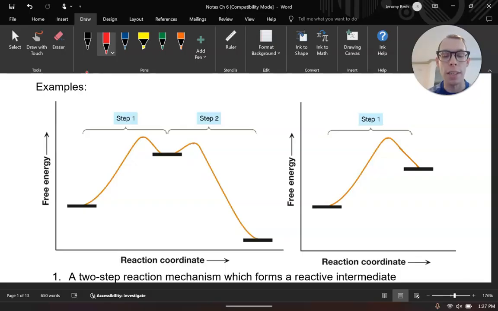So the x-axis here is the reaction coordinate, and that simply means the progress of the reaction. So you'll have your reactants over on the left side, that's your starting materials, and then your products will be all the way on the right. So like over here, this would be, for example, one of your products.